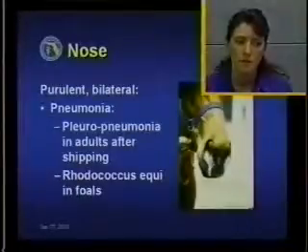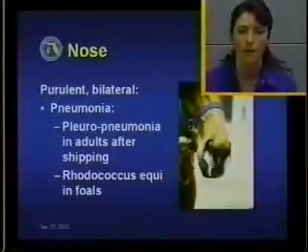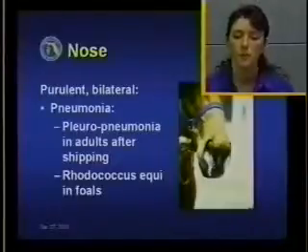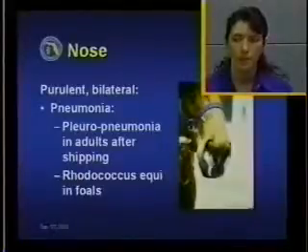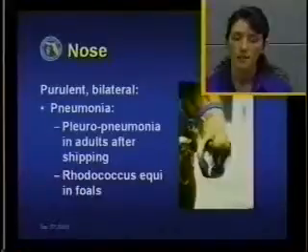And therefore, horses are exposed to a variety of bacterial particles or bacterial organisms that will colonize their lower respiratory tract. And this is a disease that is truly life-threatening.